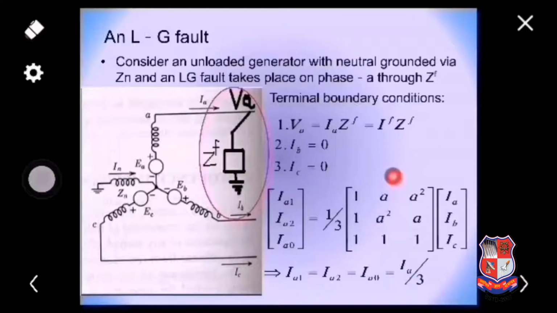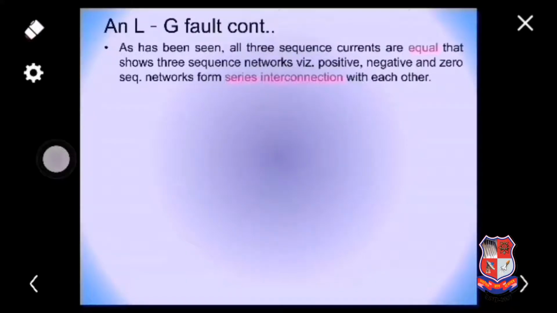Boundary conditions can be easily seen from the network diagram, but using symmetrical components we can derive the rest of the conditions and the expressions for the fault currents. So now let us have a look at the interconnections of the 3 sequence networks. As the 3 sequence currents are the same, definitely the 3 sequence networks must be connected in series. In a block diagram we can understand the positive sequence network, negative sequence network and zero sequence network. We can connect these blocks of networks in series via 3ZF.